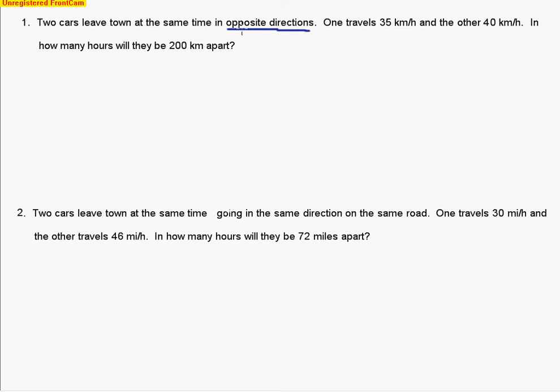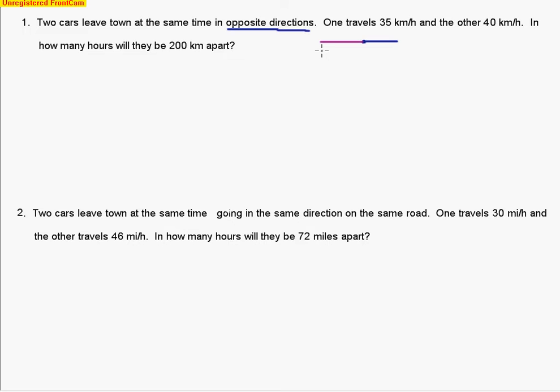So let's read what it says. Two cars leave town at the same time going in opposite directions. To show you a picture, this is what it looks like. One car is maybe going slower. One travels at 35 kilometers an hour. The other car, let's say, goes a little bit faster, and it went a little further because they left at the same time. Since it goes a little faster, that line's a little further. And they're asking how long will it be until they are 200 kilometers apart.